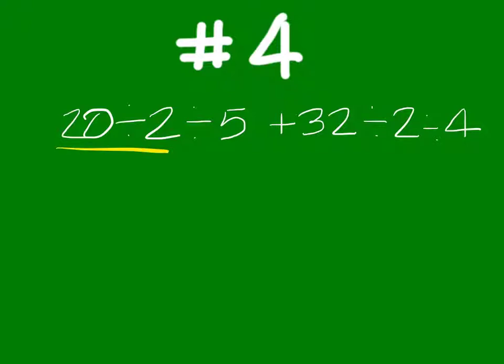Twenty divided by 2 is 10. 10 divided by 5 is 2. 32 divided by 2 is 16. Divided by 4 is 4.